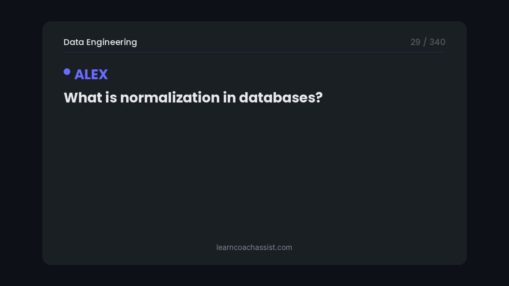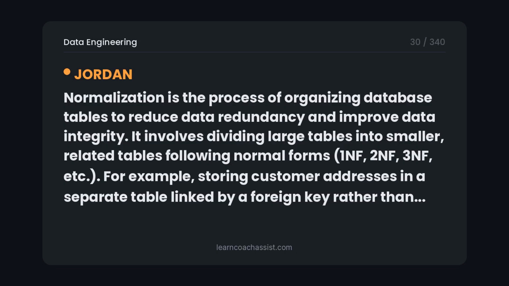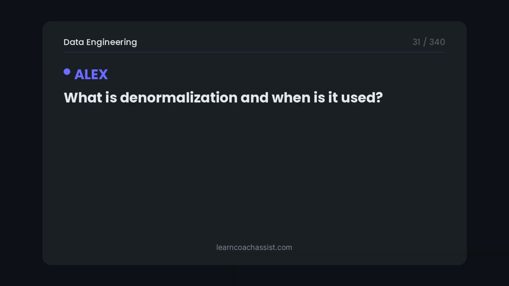What is normalization in databases? Normalization is the process of organizing database tables to reduce data redundancy and improve data integrity. It involves dividing large tables into smaller, related tables following normal forms, 1NF, 2NF, 3NF, etc. For example, storing customer addresses in a separate table linked by a foreign key rather than repeating address data in every order row. What is denormalization and when is it used?